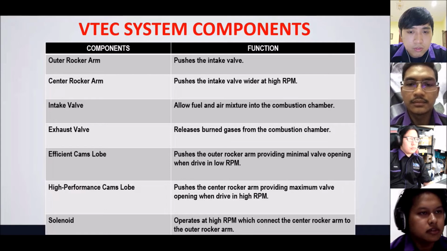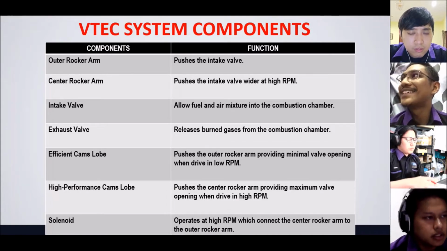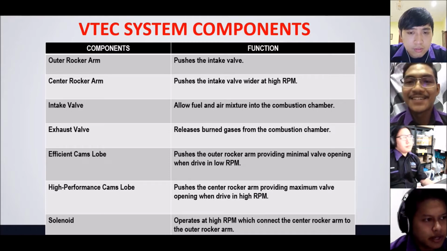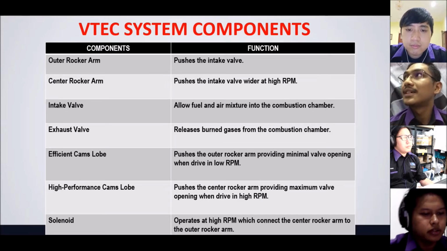Next, we move on to the system components. The system components consist of the outer rocker arm, center rocker arm, intake valve, exhaust valve, efficient cam lobe, high performance cam lobes, and solenoid.